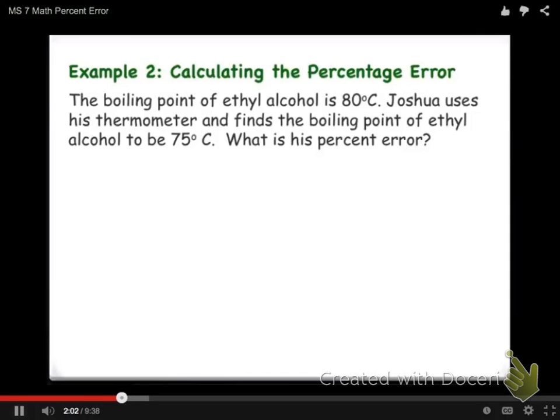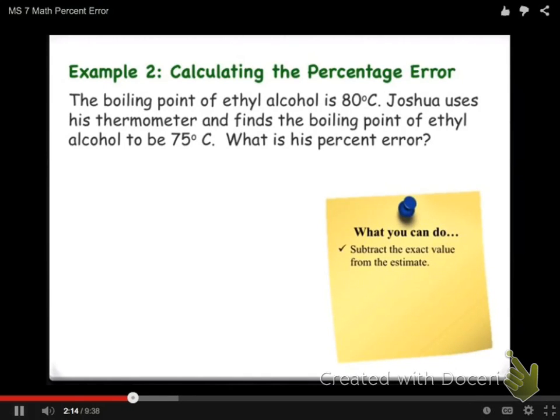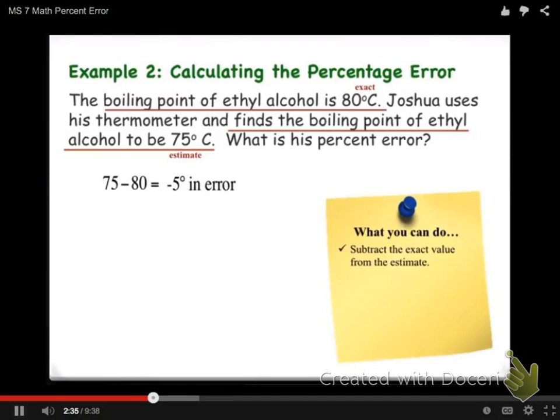And finds the boiling point of ethyl alcohol to be 75 degrees Celsius. What is his percent error? Let's take a look at what we can do. First, subtract the exact value from the estimate. What was the estimated value Joshua found? He found it was 75 degrees. Therefore, the exact value is 80 degrees. Subtracting 75 minus 80, and we get negative 5 degrees in error.